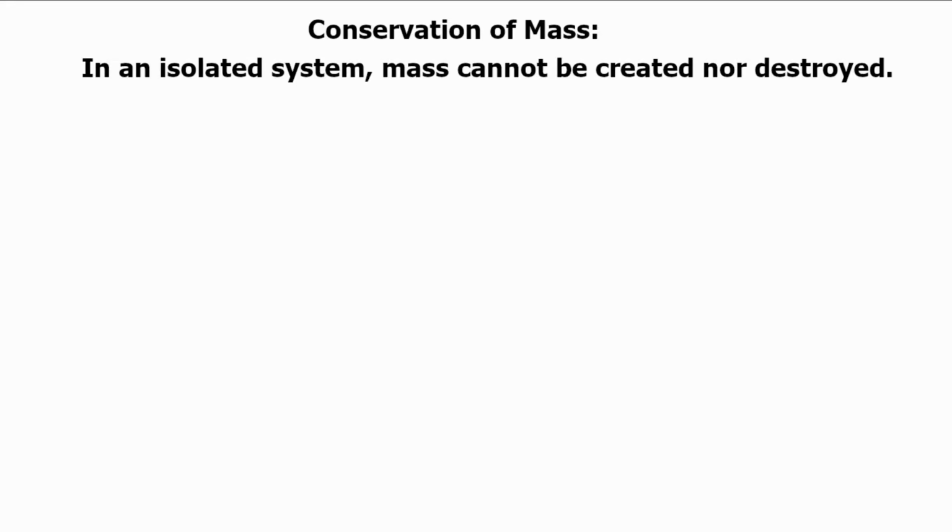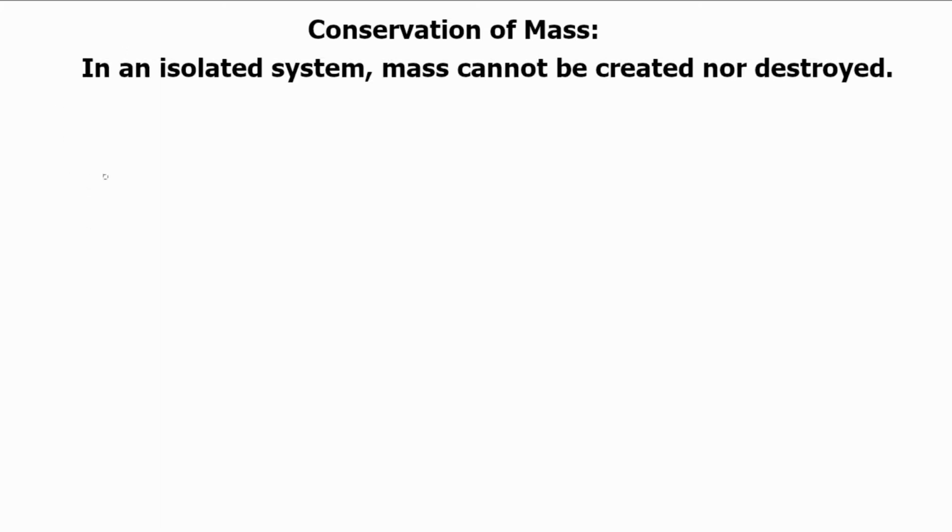We are group number 7, and we will be going over the conservation of mass. Well, what is the conservation of mass? The conservation of mass states that in an isolated system, mass cannot be created nor destroyed.